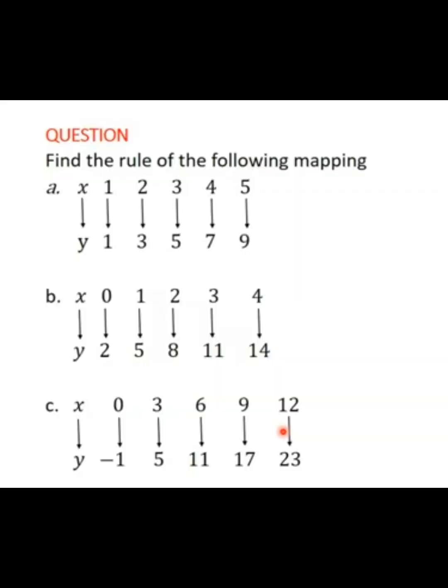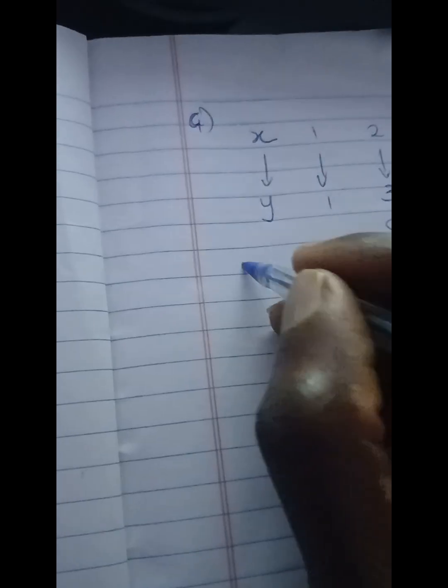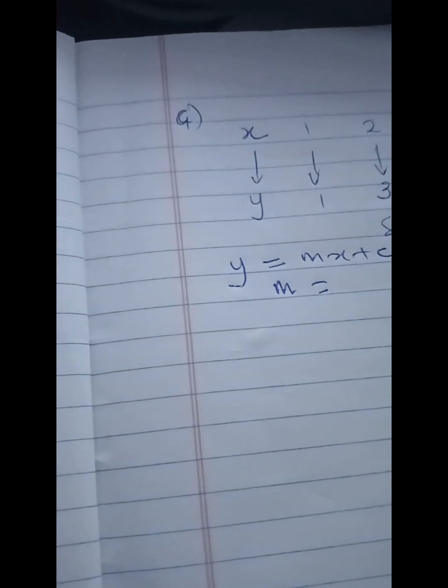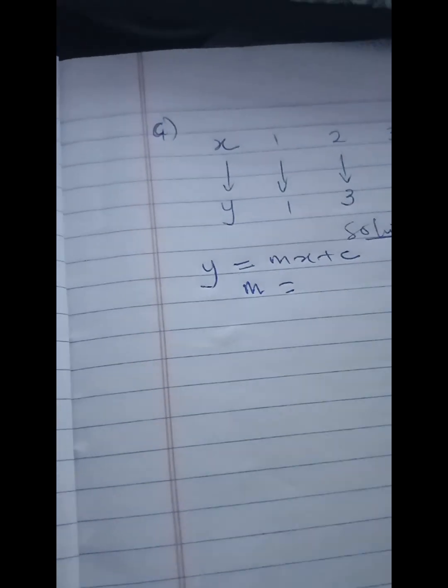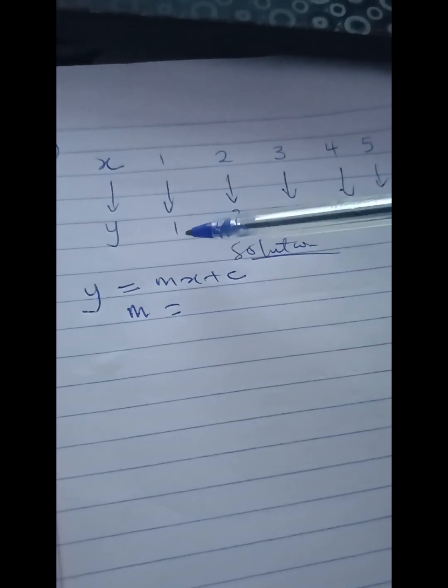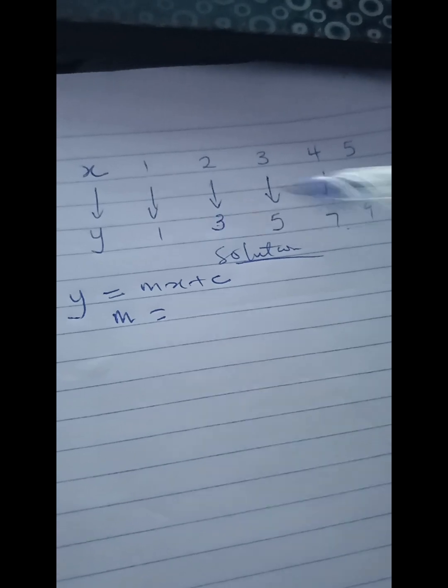Let's solve these questions. So to solve this question, let's state the equation of a line, and it's giving us y is equal to mx plus c. Now let's find the gradient. What will be the value for m? Now we said the gradient is the differences in the codomain, the y values, divided by the differences in the domain. Now let's look at the codomain. What is the difference between them? Let's take the first two, 1 and 3. So 3 minus 1, what is the difference?